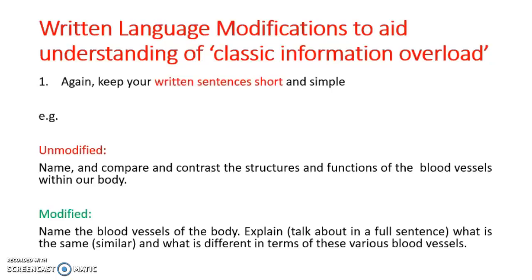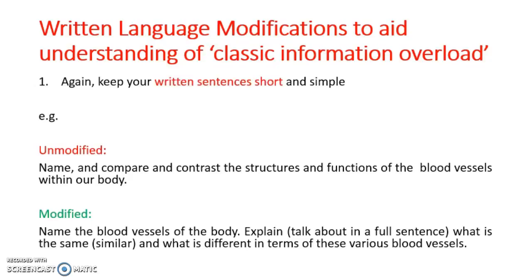A modified, more simple version would be name the blood vessels of the body, explain, and we put in brackets talk about in a full sentence, what is the same, in brackets similar, and what is different in terms of these various blood vessels. Here you can see the sentences are short and simple, and we've put in brackets what is required of the child, or the meanings of the words that we think that they might not know. And we've particularly explained what is required of them in terms of the actual question.